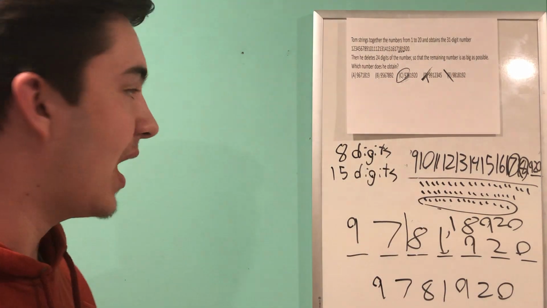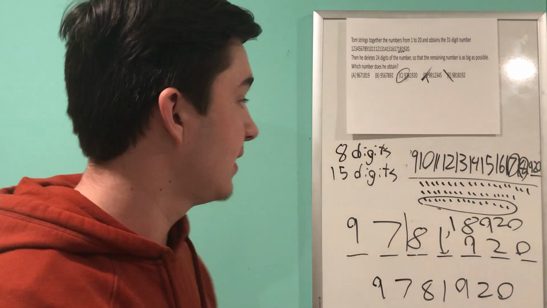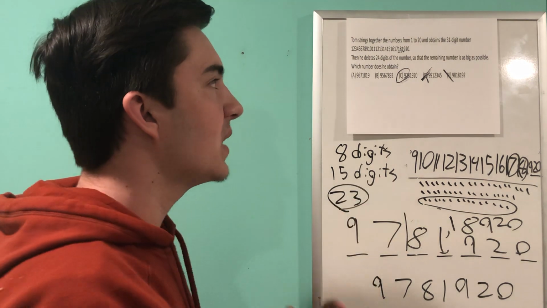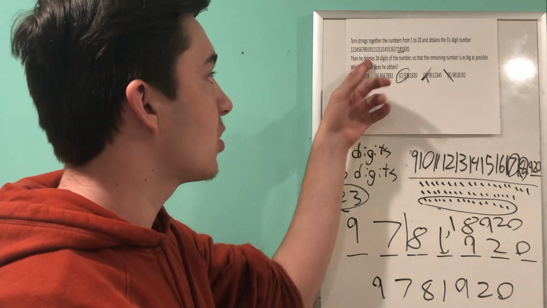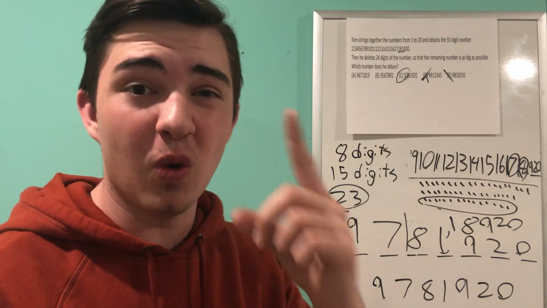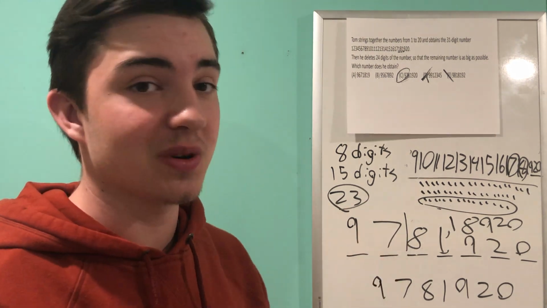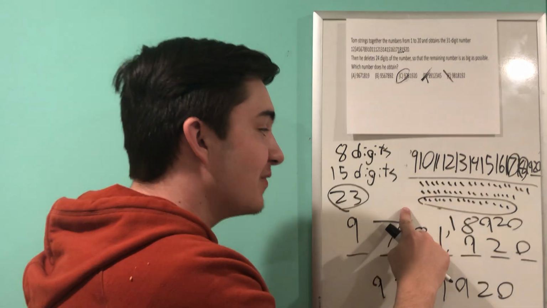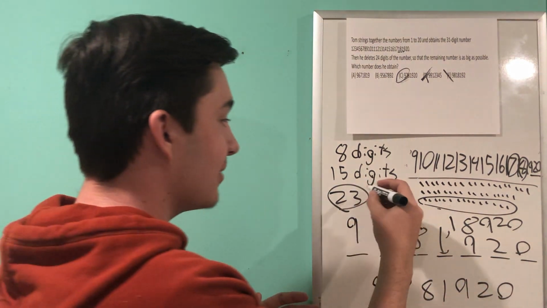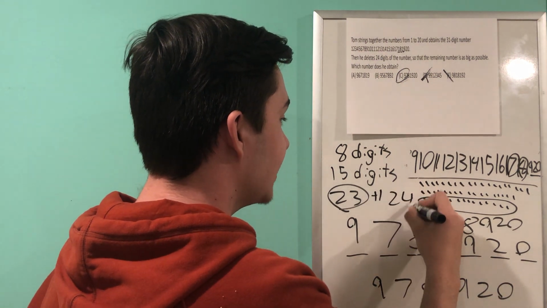So how many digits did we get rid of altogether? Well, 15 plus 8 is 23. So we got rid of 23 digits, but the question says he gets rid of 24. So we can still get rid of one more digit, because 23 plus 1 is 24. So let's get rid of this 1. There we go, we fit all of them. So now we get rid of 1, and that's 24 digits we got rid of.